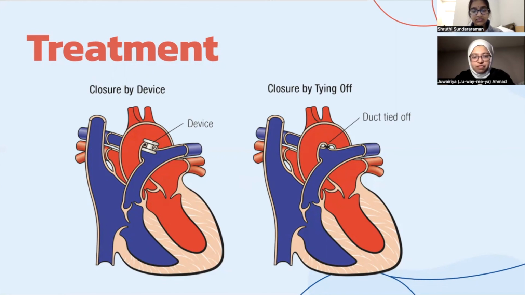Or in more severe cases where catheter insertion may not be possible, a surgical alternative can be performed. This would basically involve making an incision in the left side of the chest and then closing the duct using suture, or by permanently placing a small metal clip along the ductus to squeeze it shut.